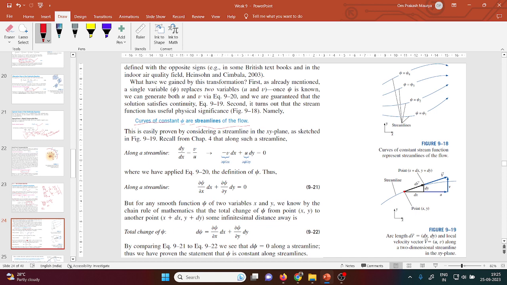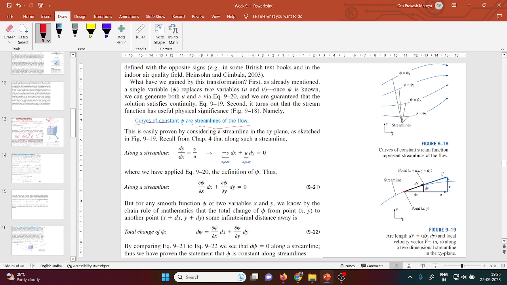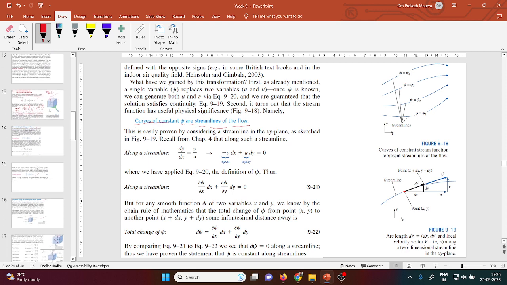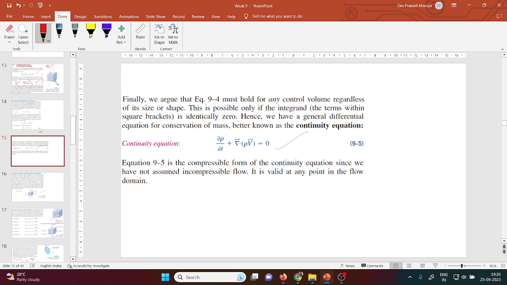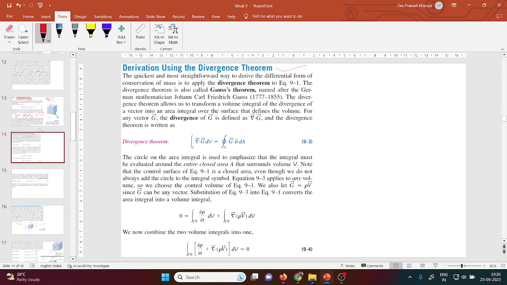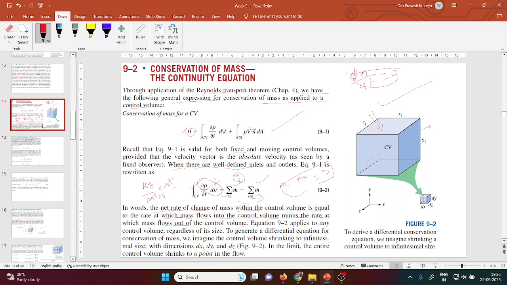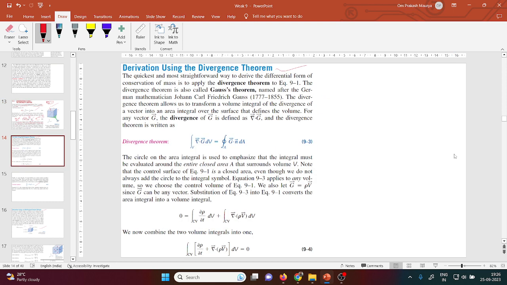Before we move on, you can take a screenshot from here also. Up to that, I think it was done, right? Yes, you can take the screenshot from here. Conservation of mass and continuity. In the last part, I forgot. If you take the screenshot, then please go through the derivation and read line by line.